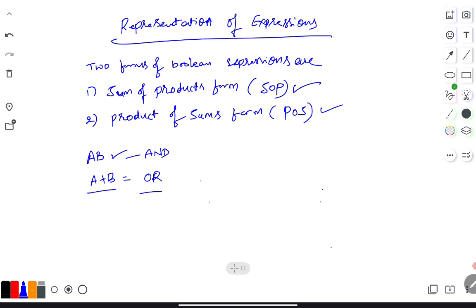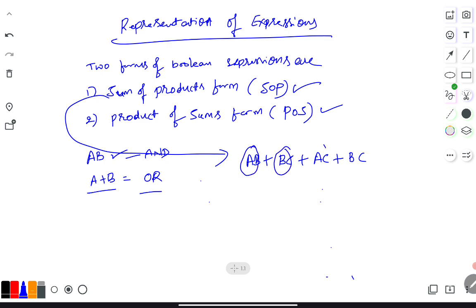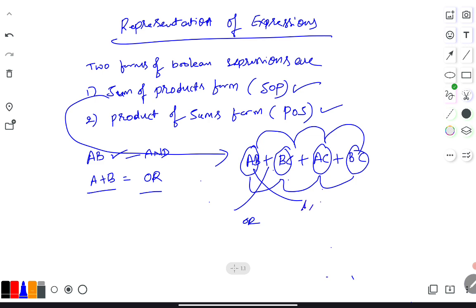Sum of products. Here I will take three variables: AB, BC, AC. These are the products. What we are doing is ORing these functions. That is sum of products. A product of two or more variables in Boolean algebra is the AND function, and a sum is the OR function.